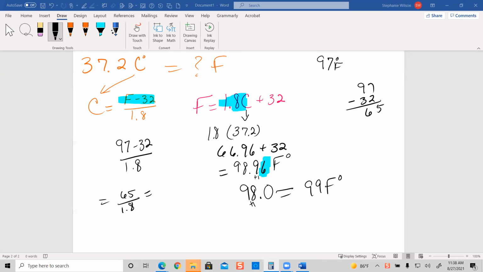And when we divide that by 1.8, 65 divided by 1.8 gives me 36.1 repeating. I'm going to put the bar over it. And we're just going to round to the nearest tenth. So it's 36.1 degrees Celsius. And that is converting temperature.